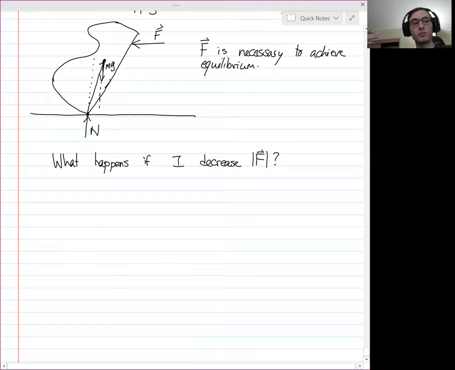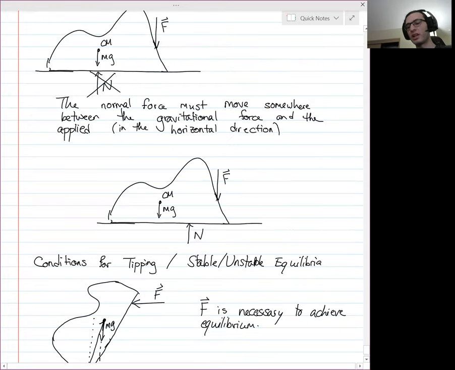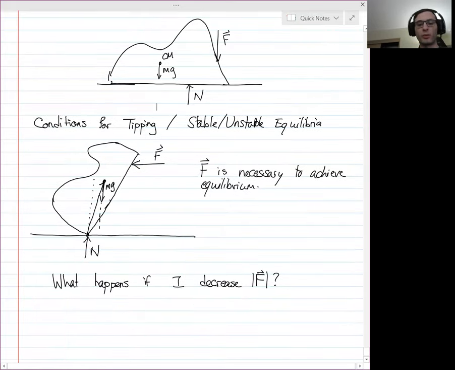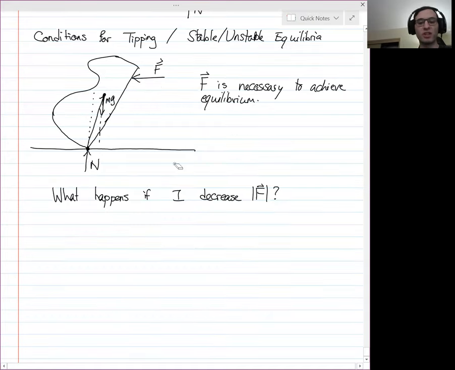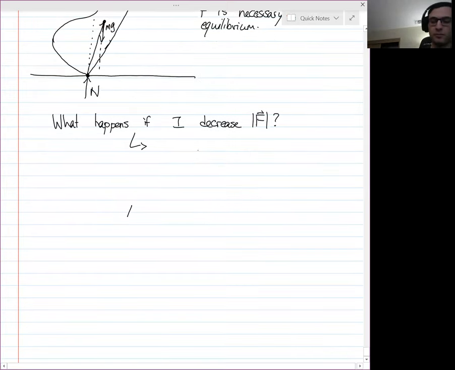So in the normal case, if we decrease the magnitude of this force F, that would just mean that the normal force would shift to the left to compensate for the decreased torque applied by F. So the normal force would apply less torque. But in this case, where we just have a single point of contact, if we decrease the magnitude of F, the normal force can't shift to compensate. So instead what happens is the object is no longer in static equilibrium, i.e. it starts to fall.